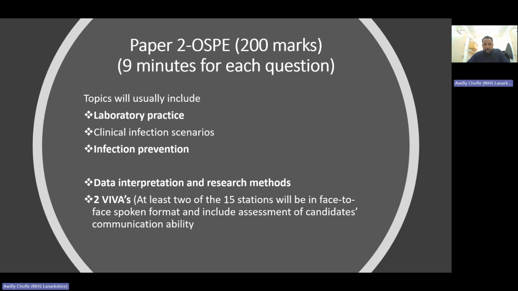The OSPE, as I've explained, has 15 stations, 2 are viva, and then 2, I think, are rest stations. The topics are a wide range: laboratory practice, clinical infection scenario, infection prevention, pictures of gram stain. They give you a bit of a story, and then a picture of gram stain. They want you to identify the organism. Therefore, if you're very good on bench microbiology, the OSPE is easy for you.